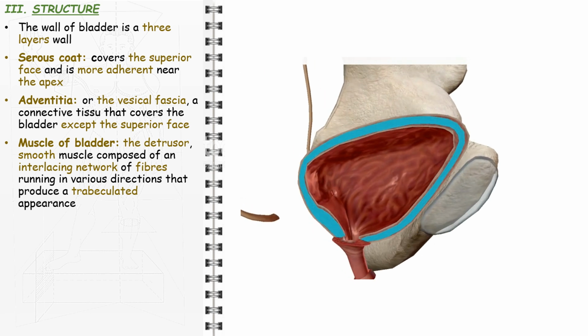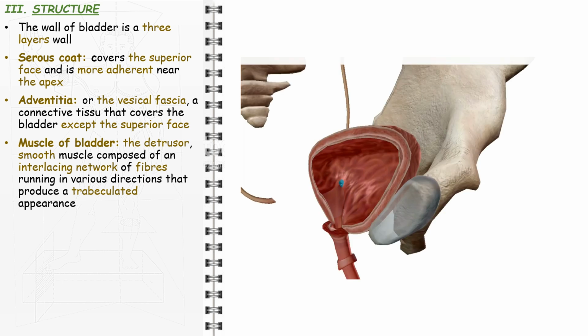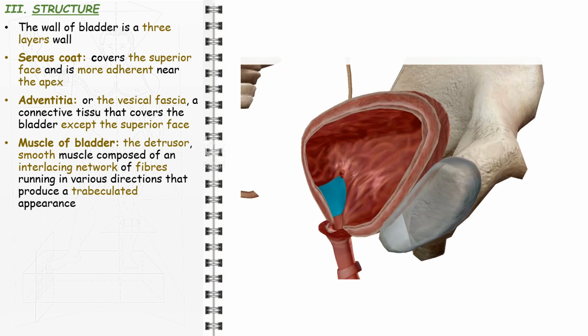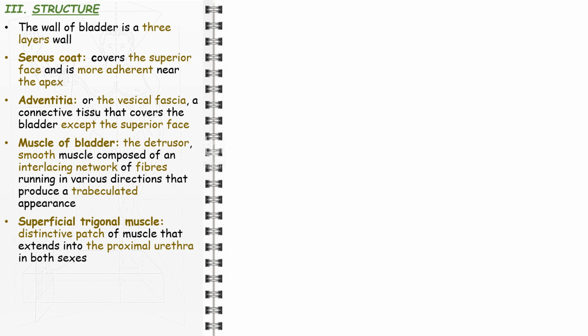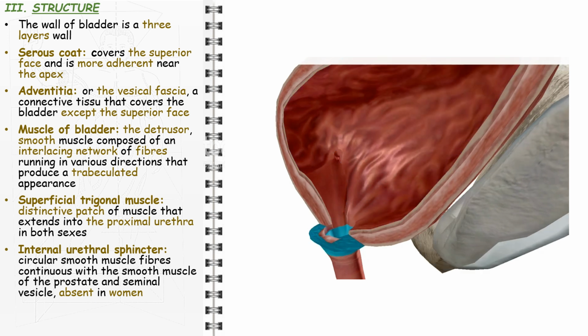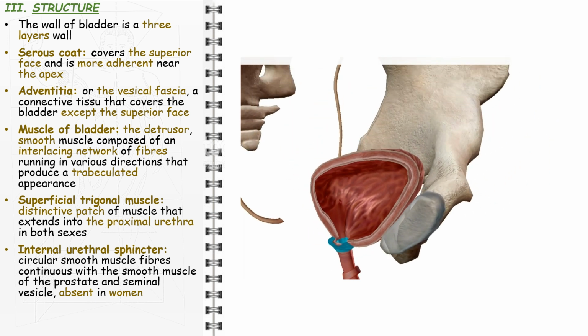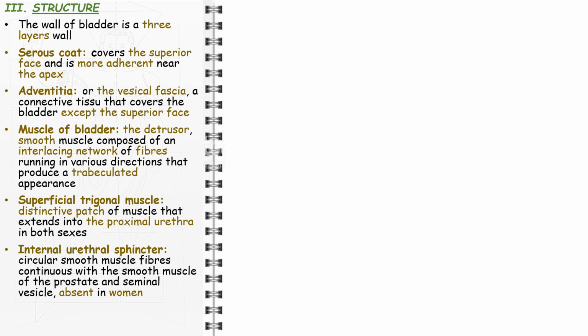Schematically, three muscular layers can be distinguished. The outer layer is longitudinal and participates in the formation of the ligaments of the bladder. The middle layer is circular. The inner layer is longitudinal. For the trigone region, some particularities must be specified. The superficial trigonal and the interureteric muscles are distinctive patches of muscle that extend from the inner longitudinal muscle of the ureters to the proximal urethra in both sexes. The internal urethral sphincter consists of circular smooth muscle fibers of the middle layer of the detrusor towards the neck of the bladder, continuous with the smooth muscle of the stroma of the prostate and seminal vesicle. It is absent in women.